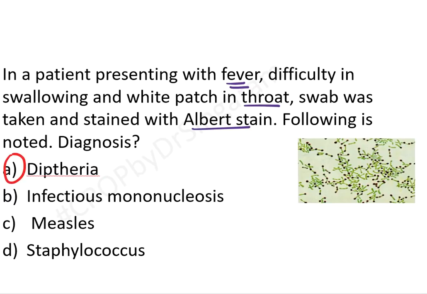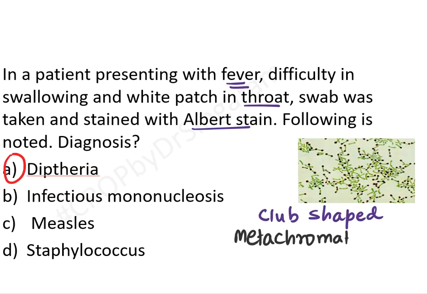What you are actually looking at in the picture is Corynebacterium diphtheriae, which is a club-shaped bacteria. And what is the special feature of this? At the end it has something called metachromatic granules, because they stain with a different color. That's why they are called metachromatic. Chromatic means color, different colors. It can be picked up by a special stain.